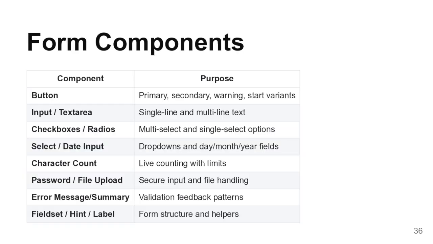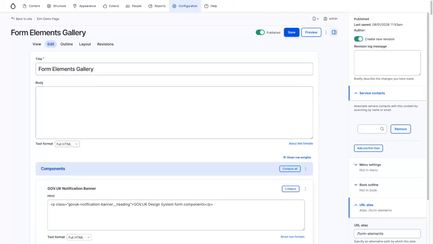Gov.uk design system includes a comprehensive set of form components. While Drupal's form API typically handles forms, there are cases where you want Gov.uk styled form elements in content for design mockups, documentation, or static examples. The paragraph integrations make this possible. Let me show the checkboxes component.